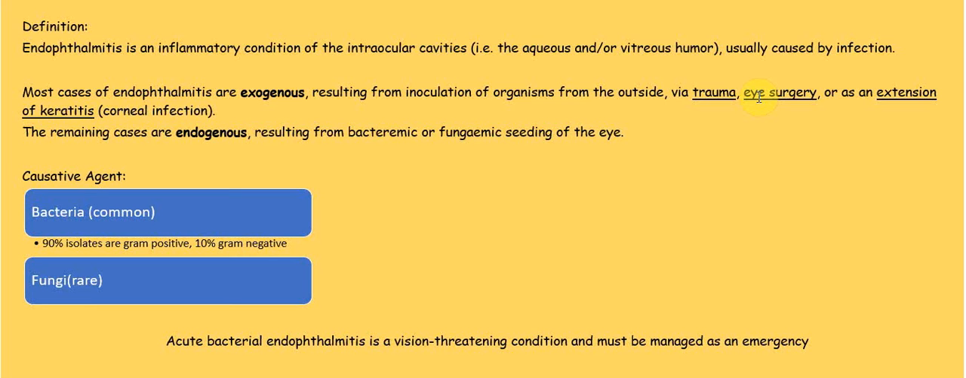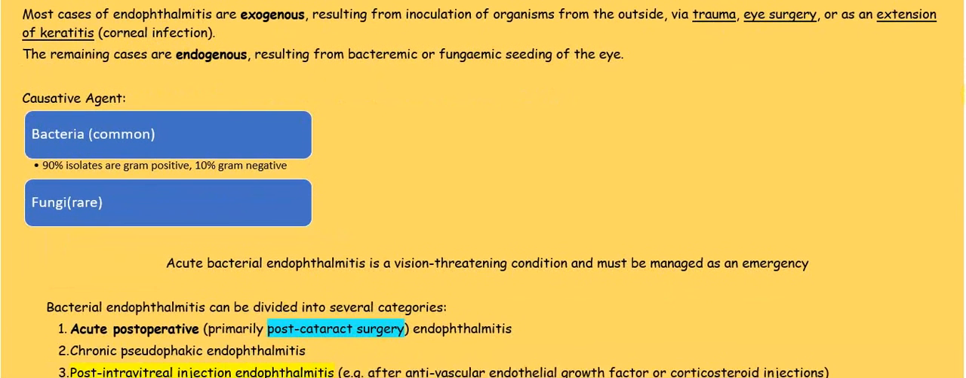When you will study cataract surgery, you will study its complications, and endophthalmitis is one of the most concerning potential complications of cataract surgery. And the third means of exogenous transmission is extension of keratitis. In keratitis, ulcers form on the cornea, and if these ulcers become very deep, they can perforate inside. Okay? Now let's talk about this very important point, that acute bacterial endophthalmitis is something that should ring alarm bells because it is a potentially vision threatening condition.